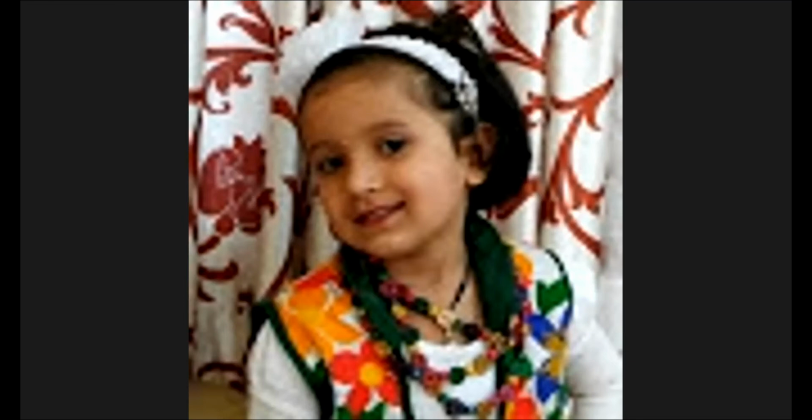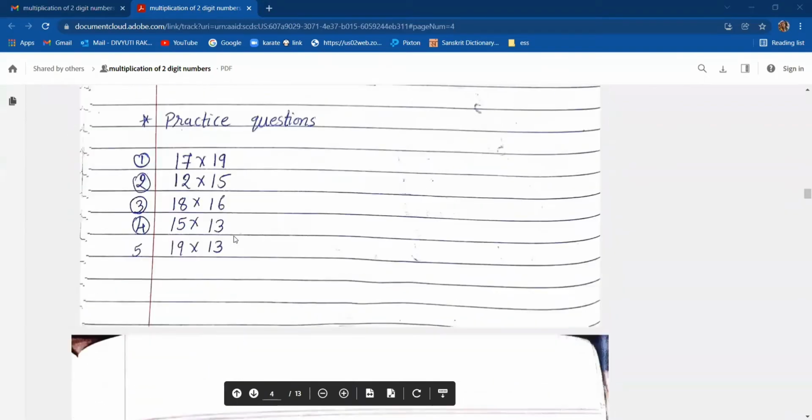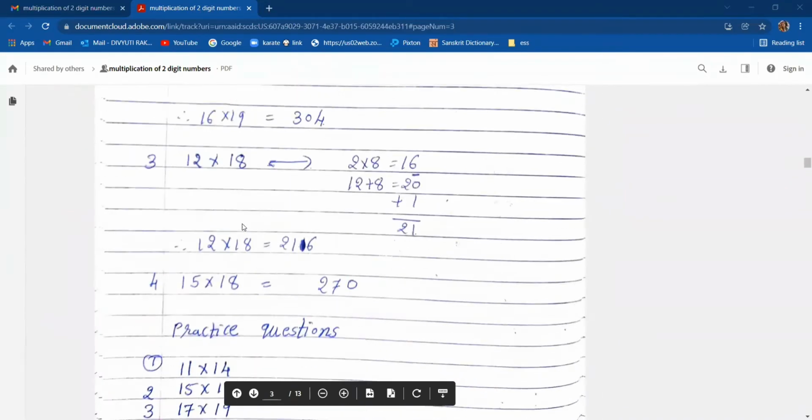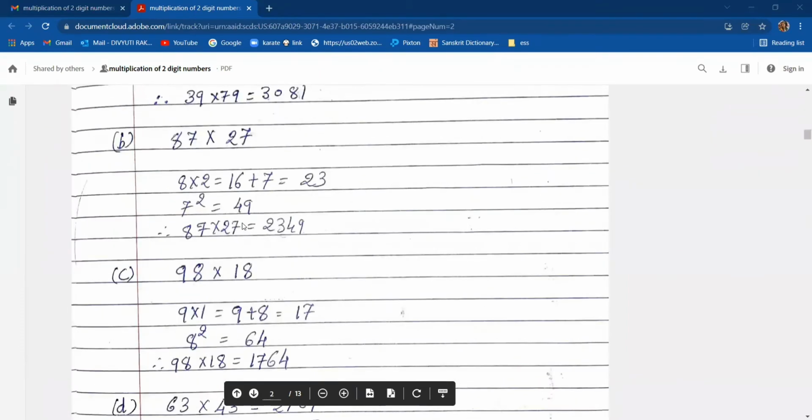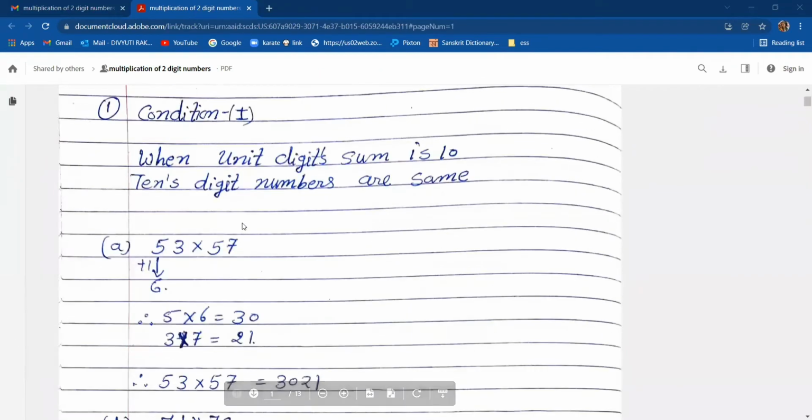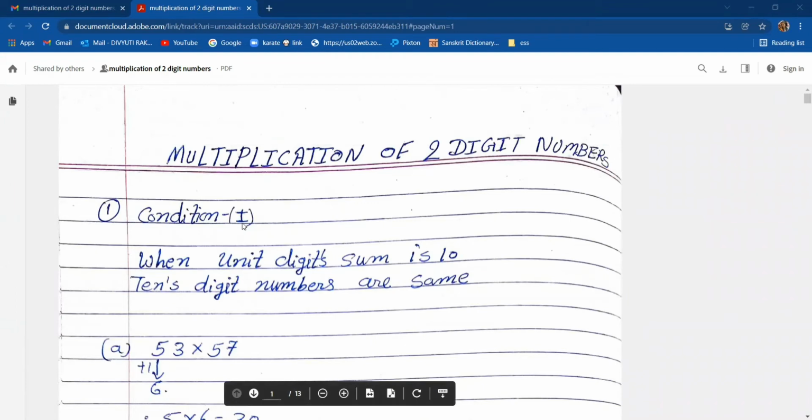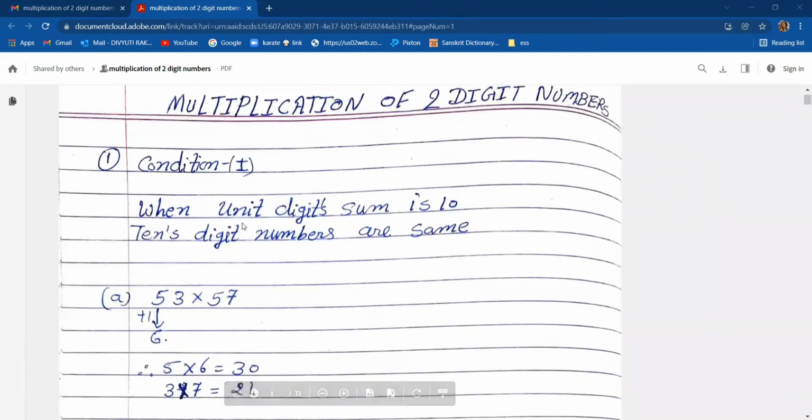Remember one thing: if you want to apply any Vedic mathematics trick, you should have a good grip on addition and subtraction, and you must know the 1 to 10 tables at least, right? So let's start. For two-digit numbers, there are some conditions on the numbers that you have to observe. By observing that, you can get the idea what kind of calculation method you should apply, and it will be helpful to you.